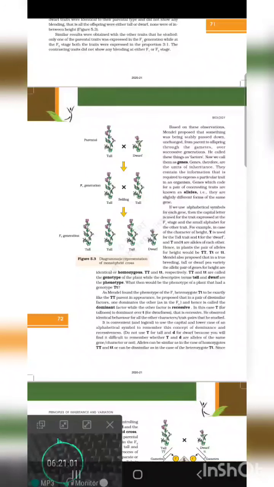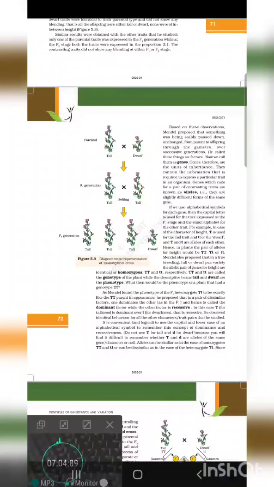He called these things factors. Now we call them genes. Genes, therefore, are the units of inheritance. They contain the information that is required to express a particular trait in an organism. Genes which code for a pair of contrasting traits are known as alleles. For example, they are slightly different forms of the same gene. If you use alphabet symbols for each, then the capital letter is used for the trait expressed at the F1 stage and the small letter for the other trait.